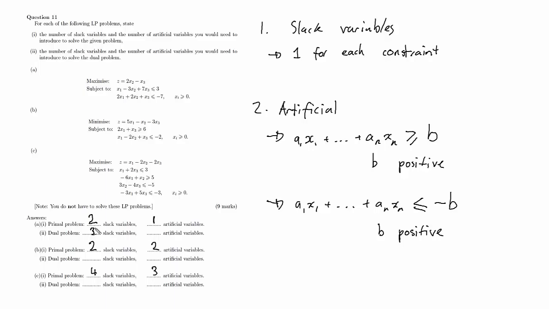The same thing applies to part B. We have x1, x2, and x3, and so we have 3 slack variables in the dual problem. And again, part C has x1, x2, and x3, and so we'll end up with 3 slack variables in the dual problem.